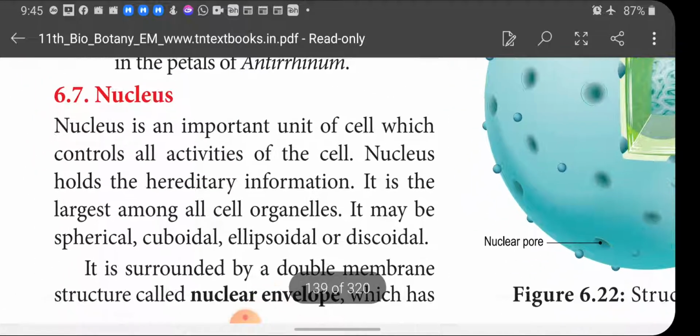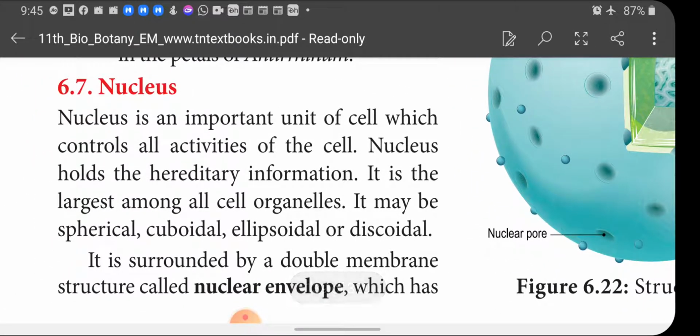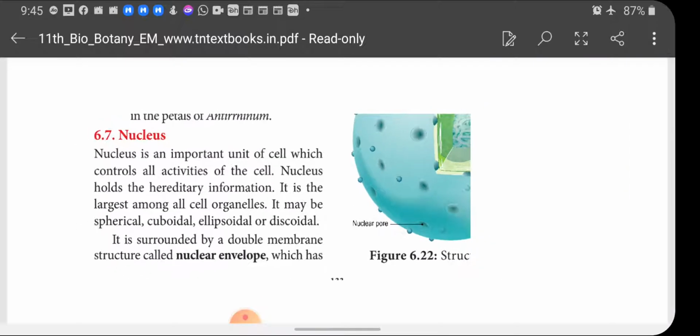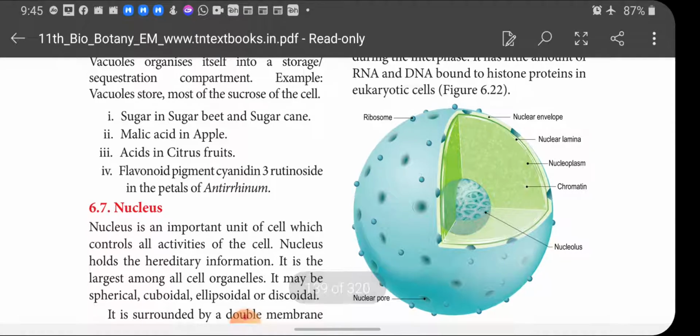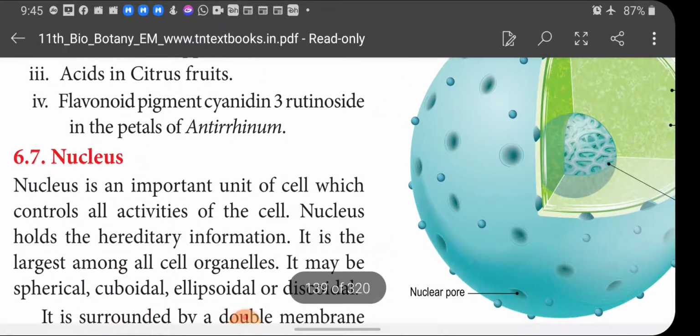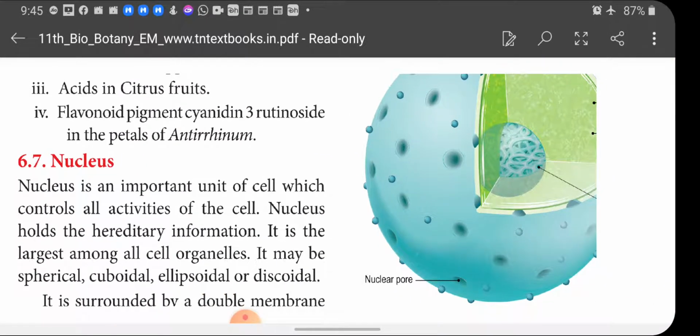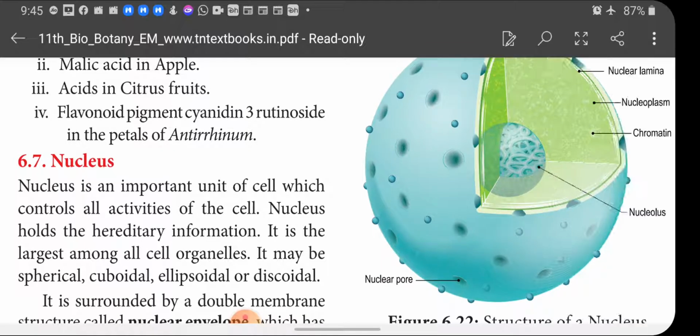Nucleus is an important unit of the cell. Let's see the full structure here. The nucleus is an important unit of the cell which controls all activity of the cell. The cell is surrounded by the plasma membrane. Inside the plasma membrane, protoplasm is present, and it is differentiated into nucleoplasm and cytoplasm.